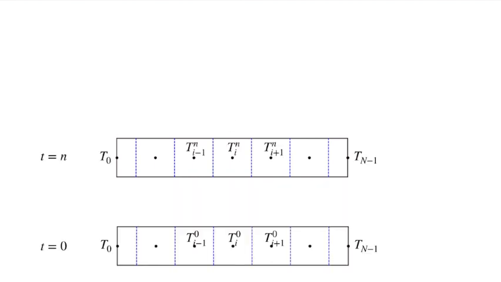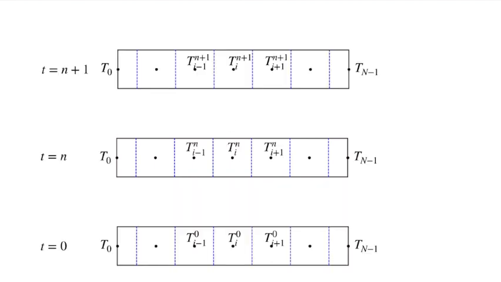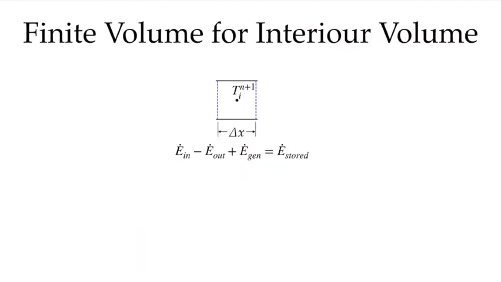And of course, once we have our time step n, we can always evaluate the n plus 1 time step using the time before. So let's look at our generic interior volume, looking at Ti at the n plus 1 time that we're solving for. Our conservation of energy equation, as always, is the rate of energy in minus the rate of energy out plus any energy that's generated, which we're assuming to be 0 in this derivation, is equal to the rate of change of energy stored within the volume.